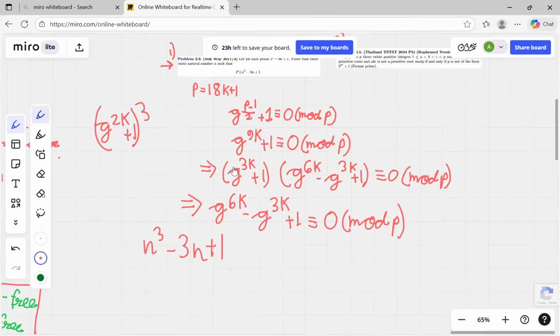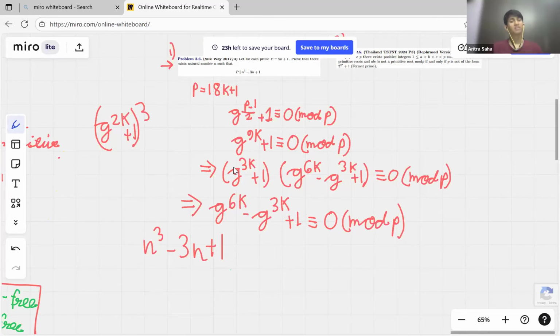Like n equals g to the power 2k looks nice. How does it exactly look nice? Because the plus 1 and the n cube match, only the minus 3n is different. But the square term is there. How will you remove the square thing?